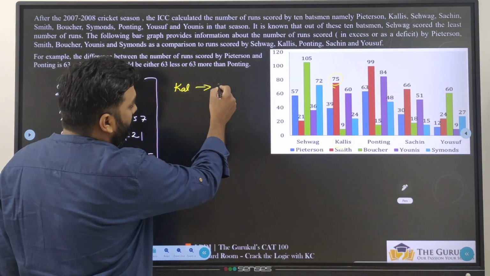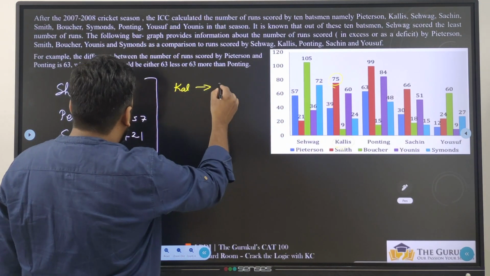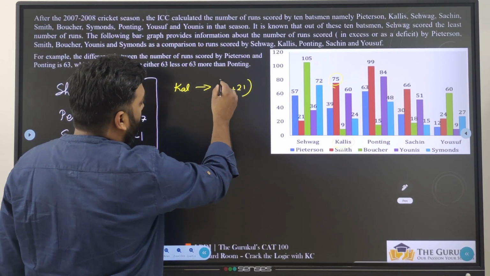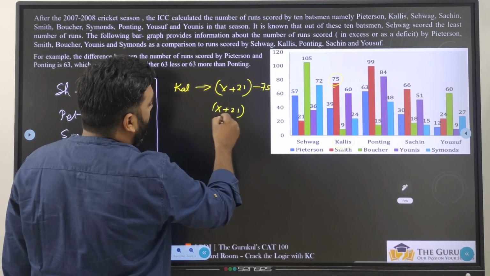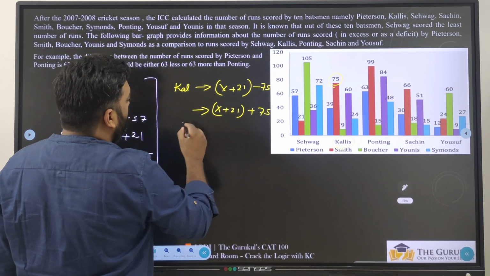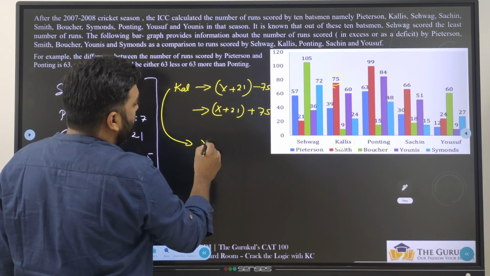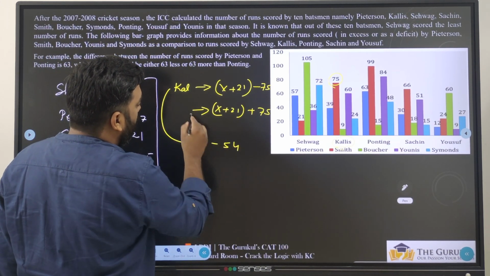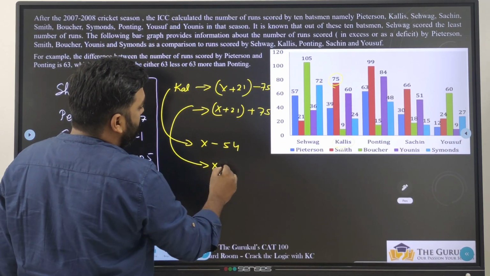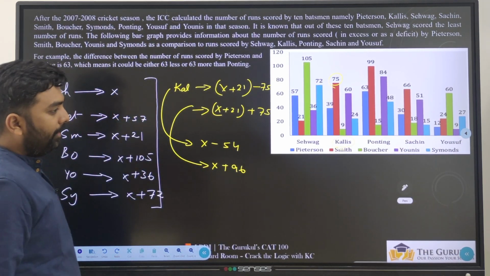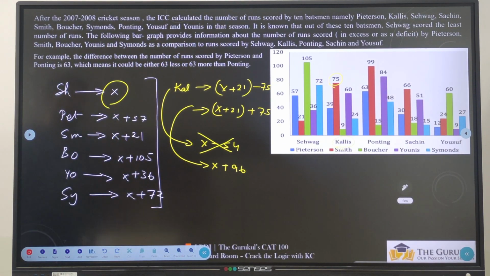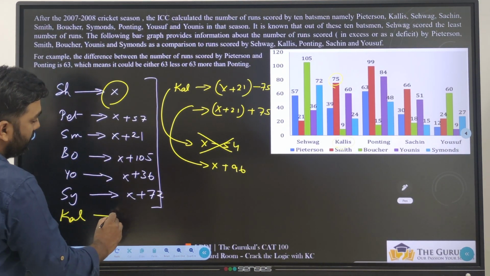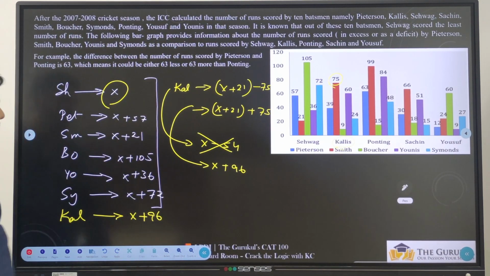So Cullis' score should be, Smith is already having X plus 21, so Cullis should be minus 75 on this, or X plus 21 plus 75 on this. Now what will happen? In the first case, it will become X minus 54. In the second case, it will become X plus 96. But X minus 54 is not possible because X is the lowest value. So that person Cullis is scoring X plus 96.